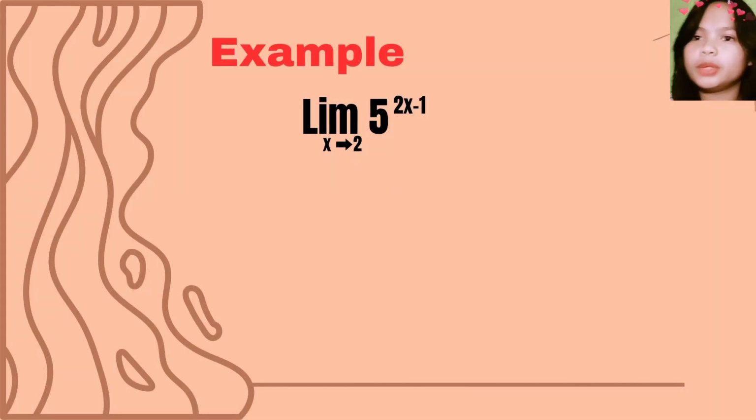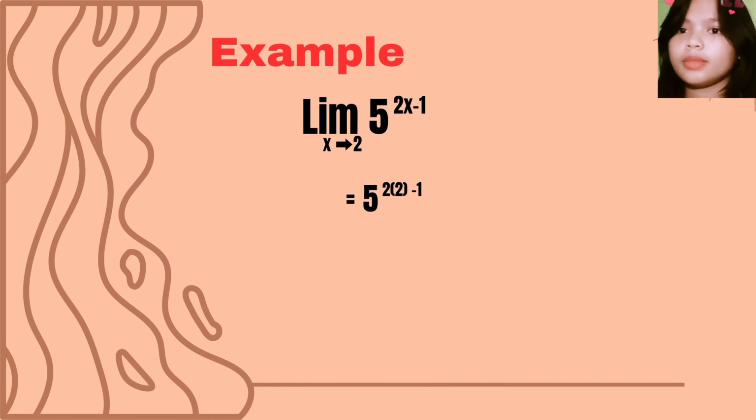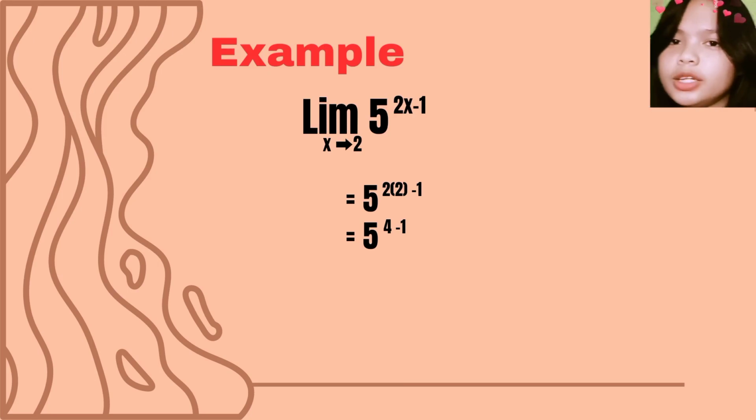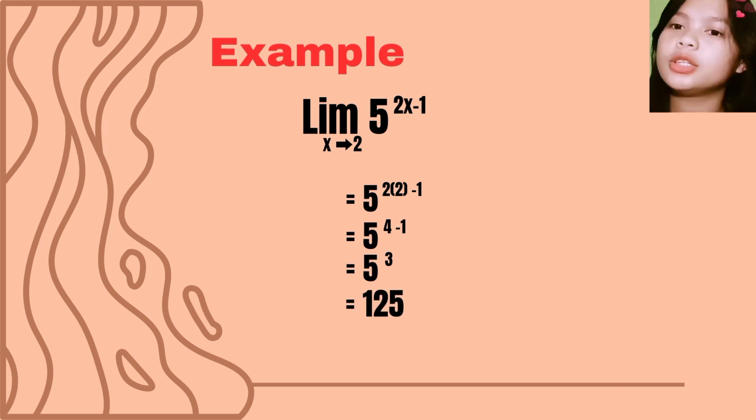The last example is the limit of 5 raised to 2x minus 1 when x approaches 2, which is equal to 5 raised to 2 times 2 minus 1, since x becomes 2. Then simplify the exponent: 2 times 2 is 4, and 4 minus 1 is equal to 3. 5 raised to 3 is equivalent to 125. So the limit of 5 raised to 2x minus 1 where x approaches 2 is equal to 125.